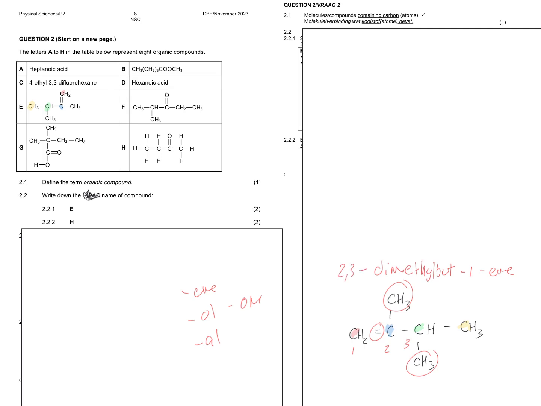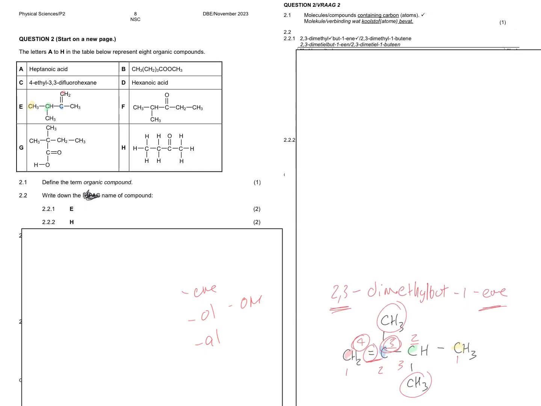You need to have the lowest numbering possible. If you numbered it from the other side, this would be 1, 2, 3, 4. The methyls would still be 2, 3, so this wouldn't make a difference. However, your double bond would be between carbon number 3 and carbon number 4. We need the lowest possible numbering, and the double bond part is the most important. It has the highest priority. So therefore, the name for E is going to be 2,3-dimethyl-but-1-ene.